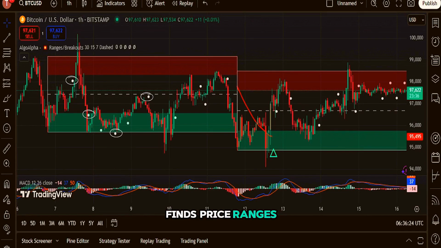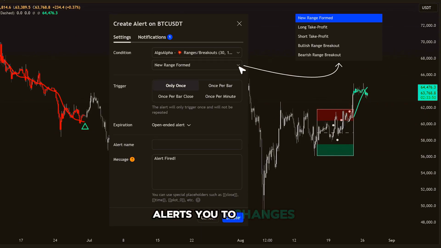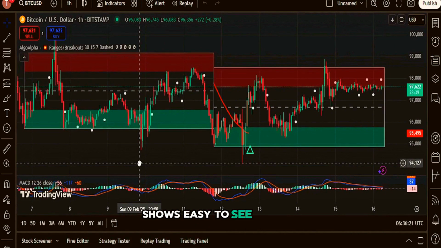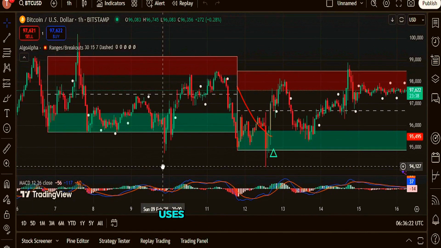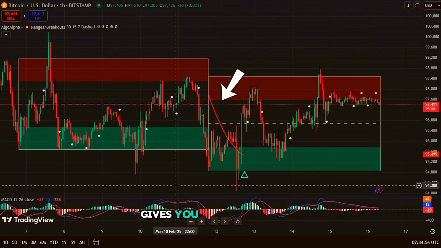Finds price ranges. Automatically shows where prices are staying in a specific zone. Alerts you to changes. Tells you when prices might be about to jump up or down. Shows easy to see visuals. Uses color and lines to help you understand market moves. Gives you warning signals. Helps you know when to buy or sell.